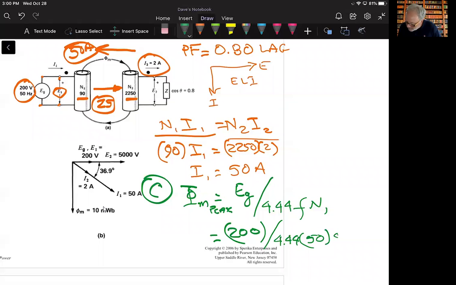Let's see if it's going to catch up. Yeah, it eventually catches up. And I come up with the peak flux as 10 milliwebers for this particular problem. All right, let me clean this up one more time and we'll do the last part of this. Might be the most challenging because of the use of the power factor, but we'll walk through it.